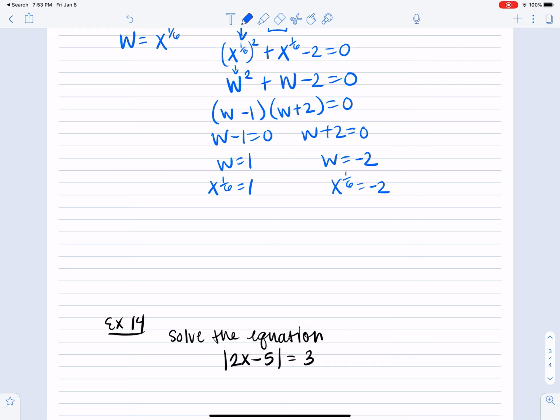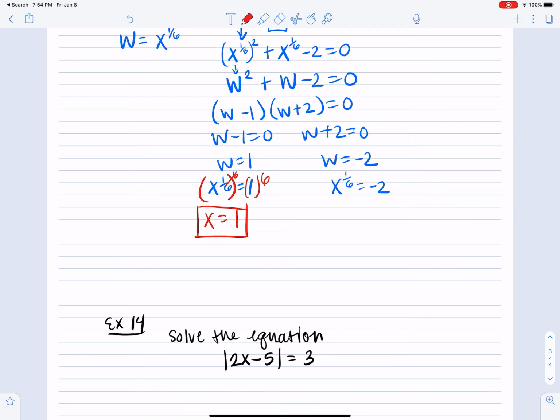And the way to solve this is anything to the 1/6, 1 to any number is going to be 1. Let's see, I'm trying to decide how to do this. Oh, I see. So sorry, they skipped a step. What you need to do is, instead of to the 1/6, you need to take it to the 6th, because that cancels out the 1/6. So the same thing over here. So we get x equals 1, because 1 to the 6th is still 1, okay?